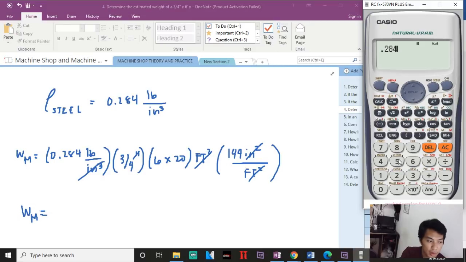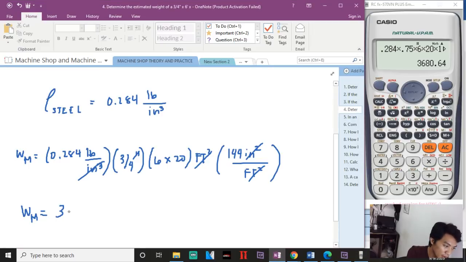The weight of your material will be 0.284 times 0.75 times 6 times 20 times 144. The answer will be 38,680.64. Tama ba yung sagot ko? Pakicheck na lang ha. Tama ba?